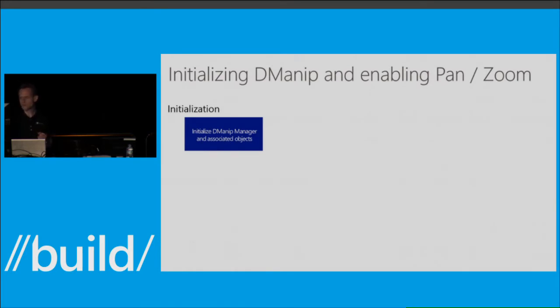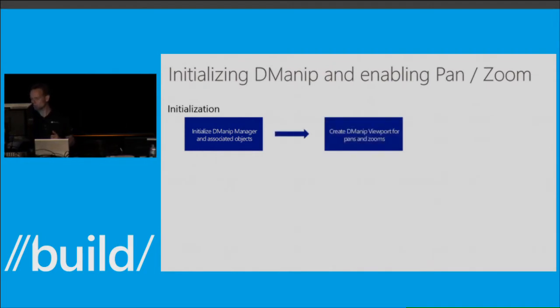So the primary object we need to create to get direct manipulation bootstrapped is a direct manipulation manager. And again, much like direct composition, this is a factory object that allows us to create ancillary objects. It also manages the lifetime of the worker thread. So I mentioned that we have high frequency input to deal with. That's all abstracted by the direct manipulation manager.